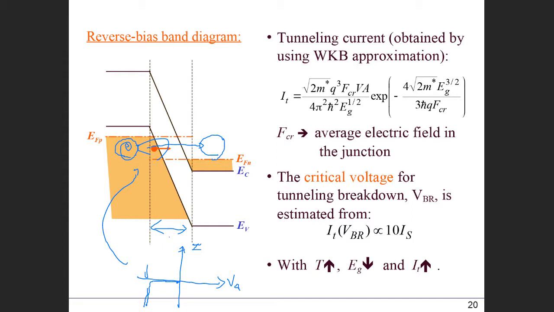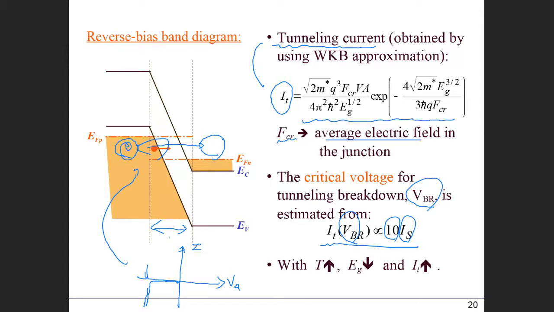Theoretically, this tunneling current can be formulated with a certain approximation. Here we do not actually derive this equation, but you can just assume that theoretically we can also calculate it as a function of the so-called electric field through the junction. Then we define the threshold voltage, the breakdown voltage, as the point when the tunneling current is close to 10 times the leakage current. At that point we define this as the breakdown voltage.